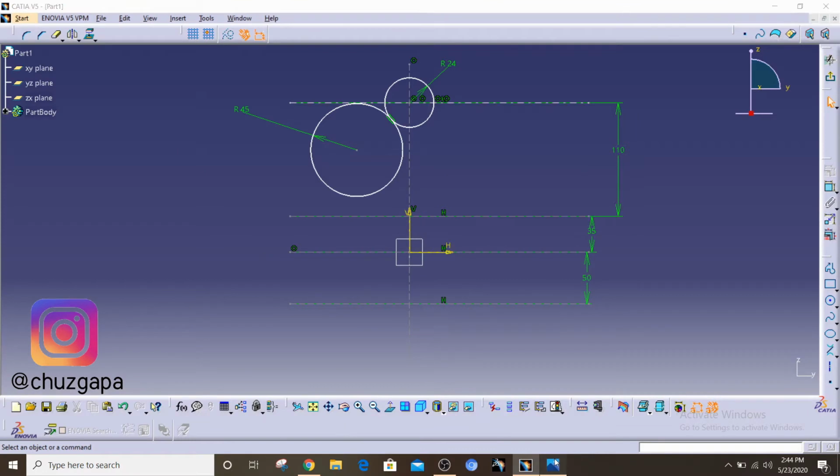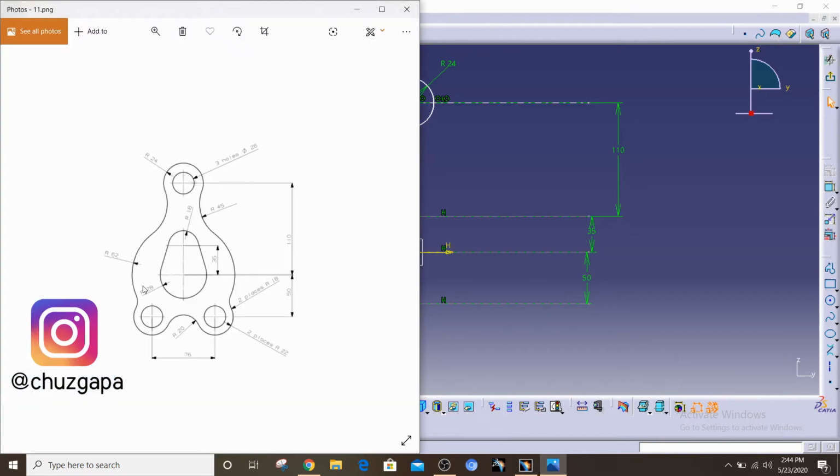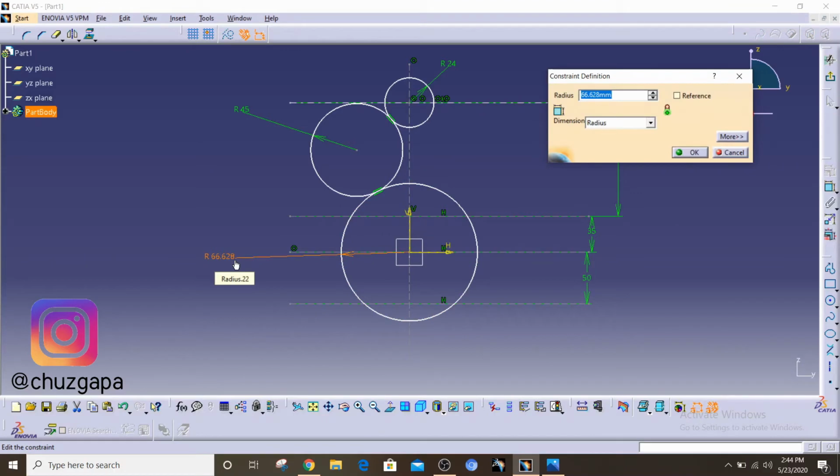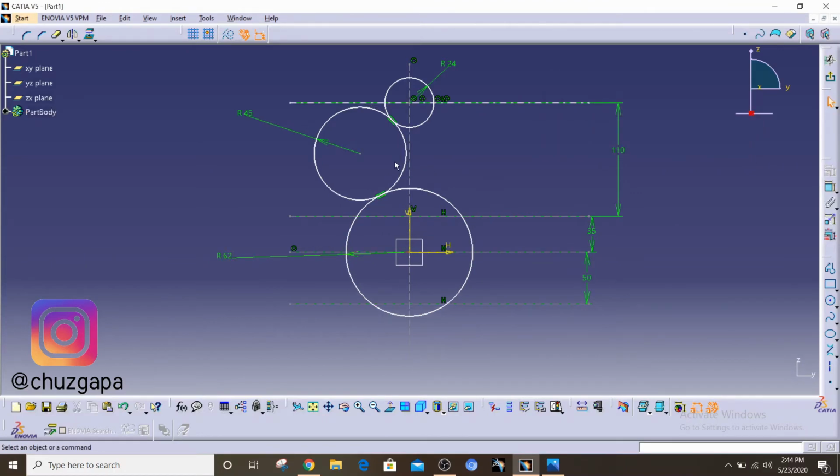So we got one more circle here with 62, I believe. Yeah, that's 52, I guess. No, that's 62. Yeah, so 62 unit radius here. And the center of this is this origin. So from this origin, we're gonna make another circle, which is gonna be tangential to this one. And the radius of this circle is 62. There you go. Yeah, so now this is fully constrained. It's not going to move anywhere.